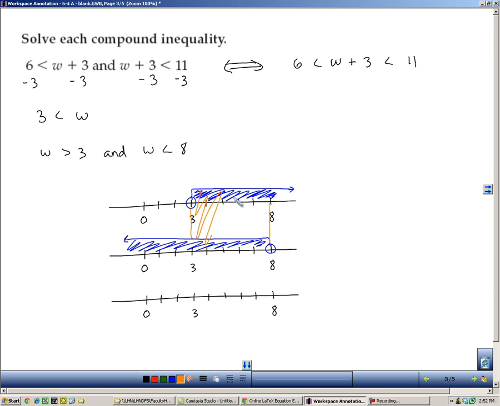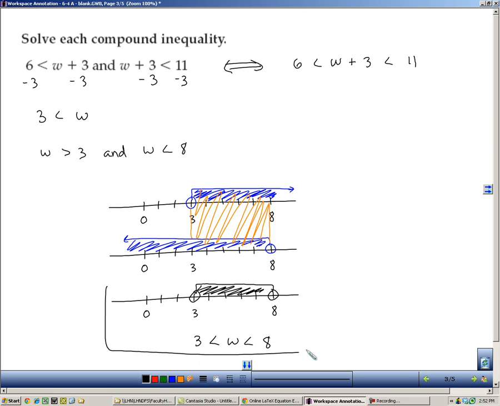But the question is, do we include the 3 and the 8? And the answer is no, because 3 would have to be colored in on both of them for it to be included. So we're going to leave both dots open and shade between. Now, how do we write the solution? We say 3 is less than W. Why W? Because that's the letter I used up here, and that's less than 8. So that's my solution and my graph.